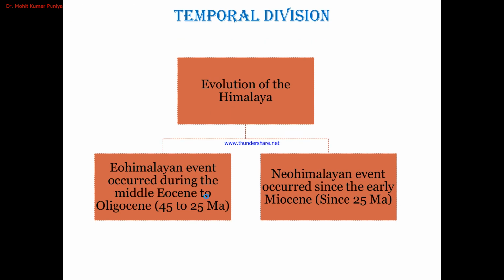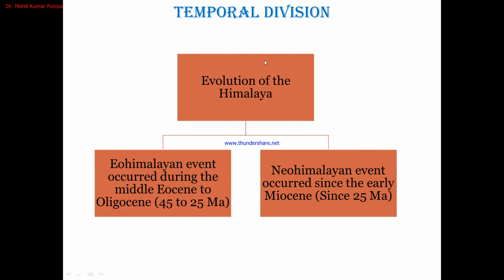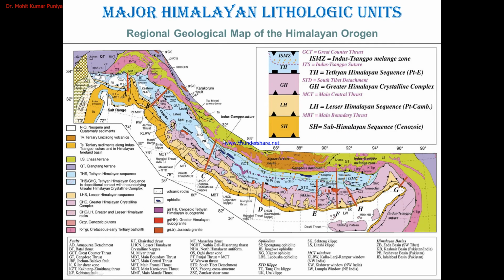So this table we have already discussed. So this is the temporal division. From this portion to this portion, somewhere here, this is the Kumaon region, or we can say this is the Uttarakhand state of the country India. So here this is the boundary of the Kumaon region and the Nepal region.